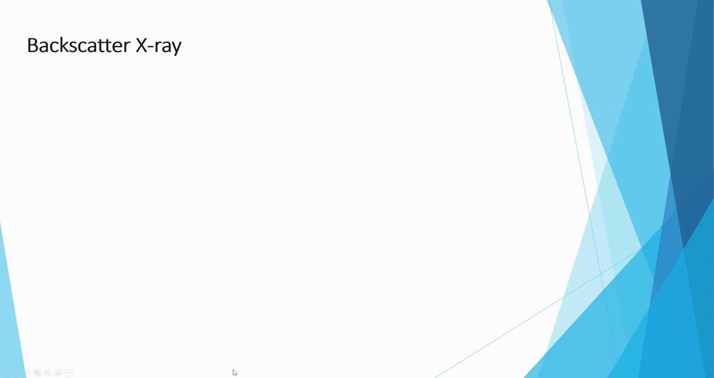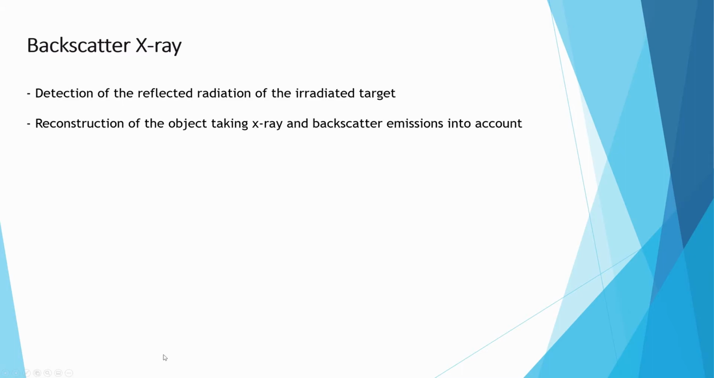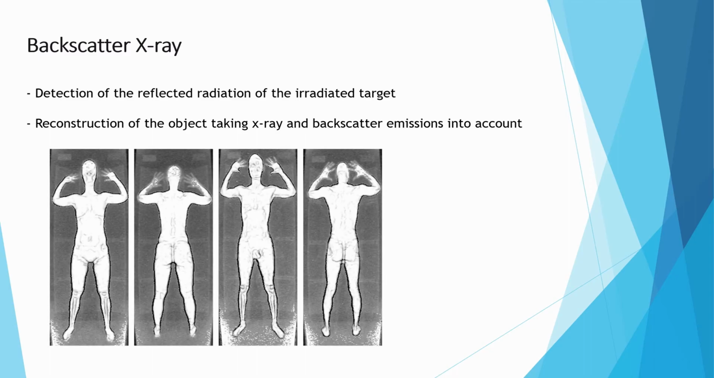The backscattering is used as a scanning tool, for example, at the airport security. The simple irradiation of a target allows the detection of the scattering, which again allows to calculate the size and the properties of the target. The object can be reconstructed taking the emissions into account.